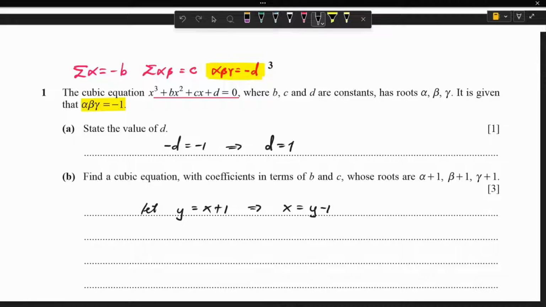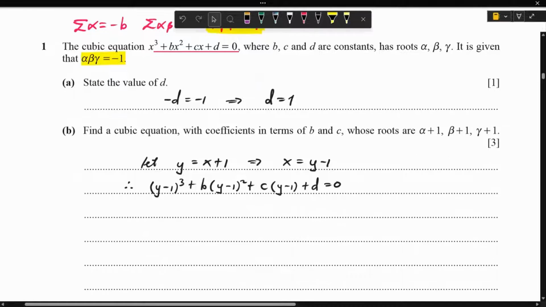Alright, so if we do that, it means we'll be having our equation as x cubed, which is y minus 1 cubed, plus b of x squared, which is y minus 1 squared, plus cx, so that's c of y minus 1, plus d equal to 0. So that's what we have right here. And what we're going to do is now expand the brackets and see what it simplifies to.